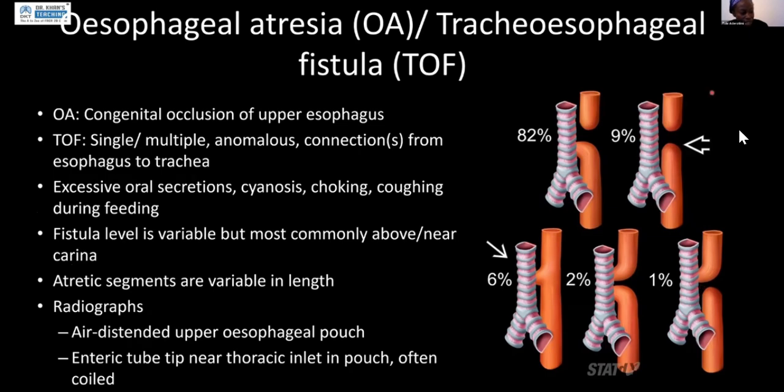The other thing to say is that the level of the fistula can be variable, but it's normally in the region of the carina. The gap between your atretic segment and your distal segment can also be variable, and it can be as high up in the neck, or lower down in the mediastinum, for example. So sometimes the surgeons aren't able to do a primary anastomosis, and they have to use a conduit such as the stomach or the colon to anastomose and make a neoesophagus.